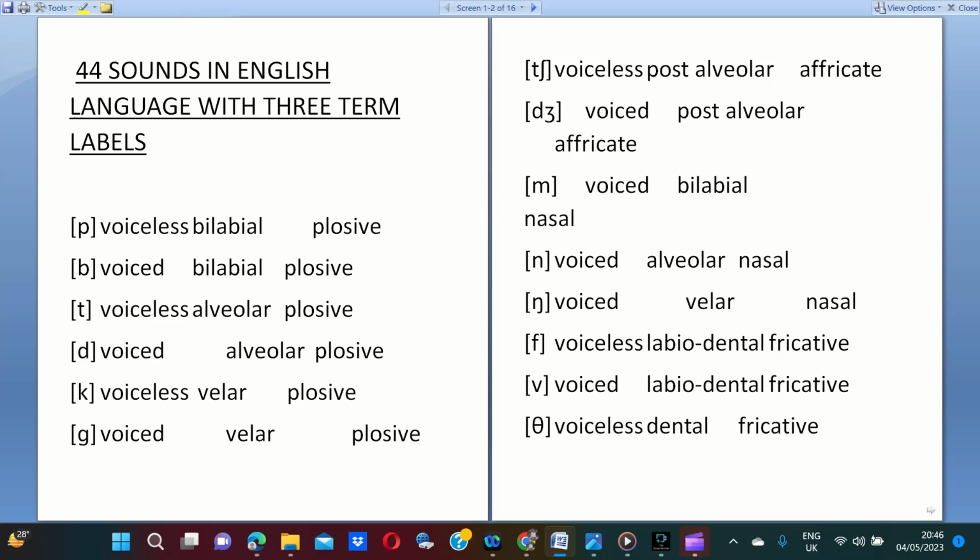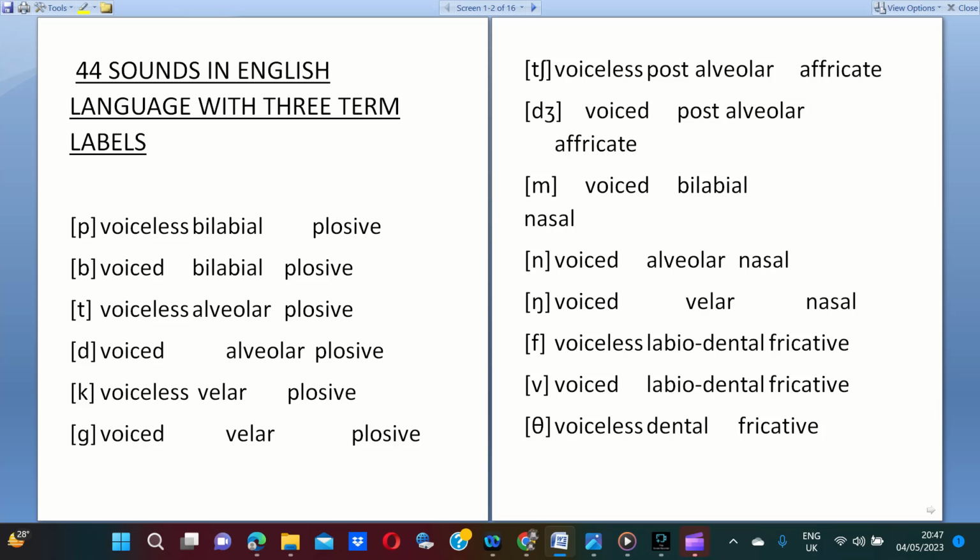Next, nasals. There are three nasals in the English language: ma, na, ng. All three nasals are voiced only. While producing the ma sound, it is a voiced sound only. Two lips are involved, so we call it a bilabial sound. While producing this sound, the oral cavity is closed with the help of the soft palate, and the nasal cavity is opened whereas the oral cavity is closed.